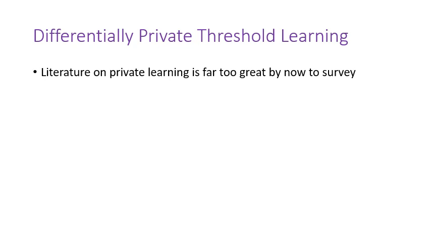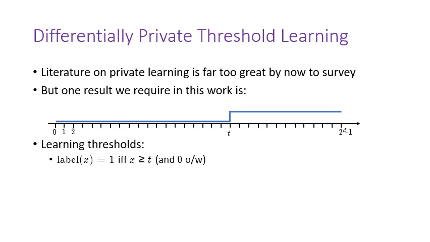There is far too great a literature on differentially private learning to survey by now. But one particular result that I want to talk about is the problem of learning threshold functions. Namely, the input is a d-bit input. It represents a number between 0 and 2 to the d minus 1. And the labeling is given by some true parameter t such that all points below this t get the value 0, and all the points above this value t get the value 1.